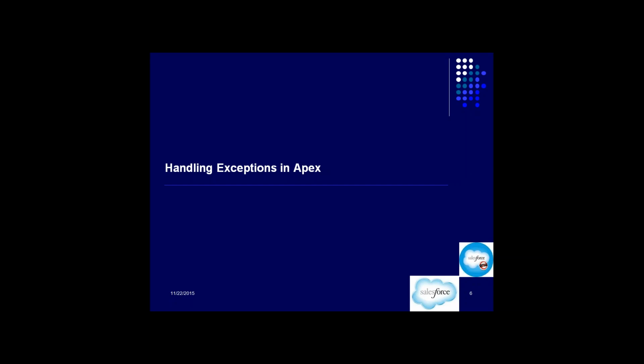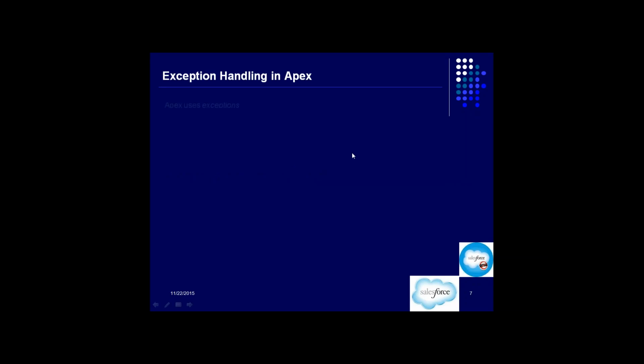How would you handle the exception in Apex? Apex uses exceptions to note errors and other events. Okay, so any particular error will be taken as an exception. Usually your code would work fine, but for a particular record or for a particular set of records it did not execute. That's exception. Okay, so that's the reason why we are not calling it error, we are calling it exception.